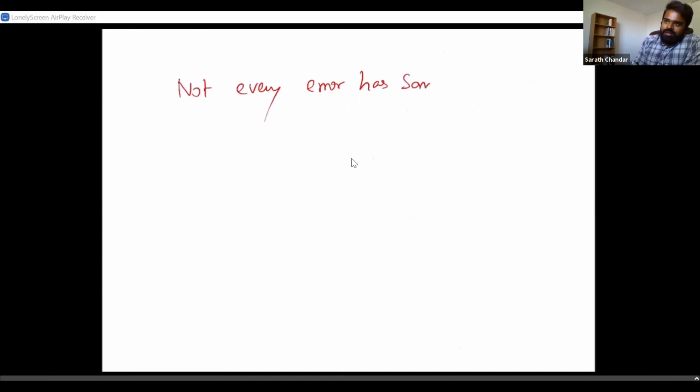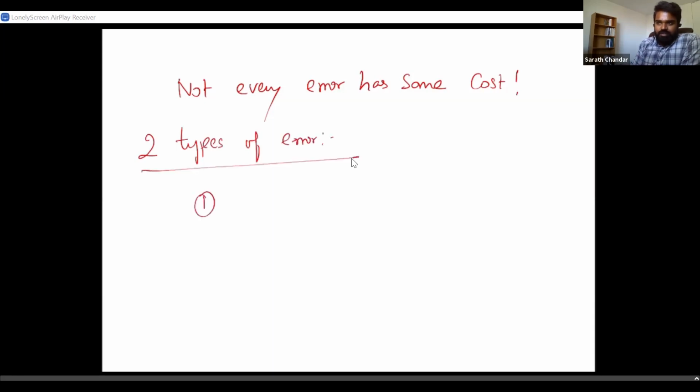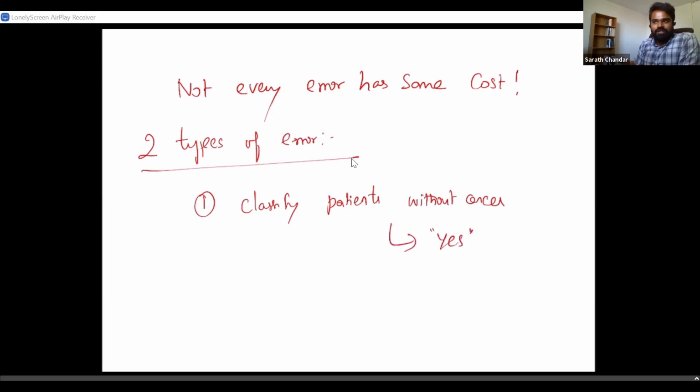has the same cost. At least in this cancer prediction problem, there are two types of error. The first type of error is when you classify patients without cancer to yes. This is wrong because the patient does not have cancer, but you're saying yes, the patient has cancer. Similarly, there's another type of error, which is to classify patients with cancer to no.